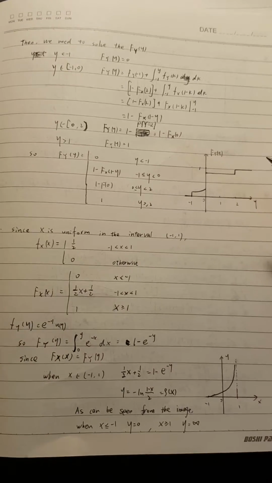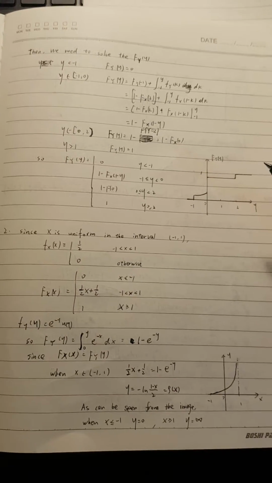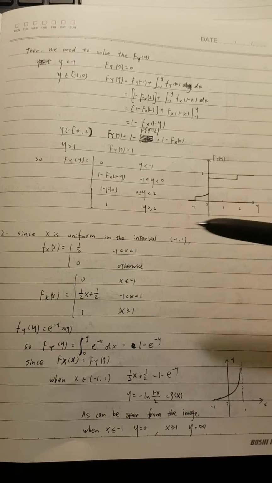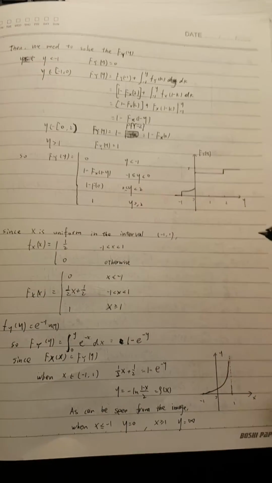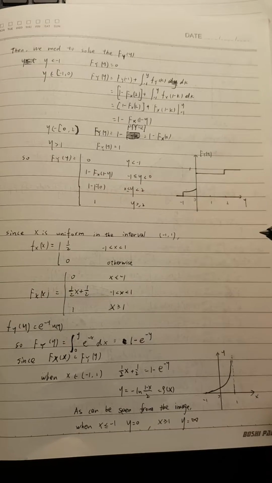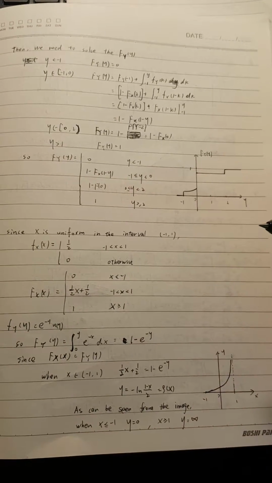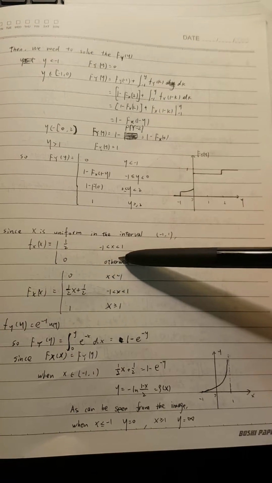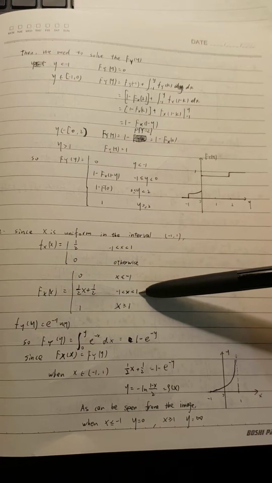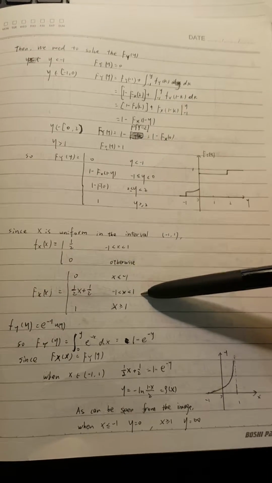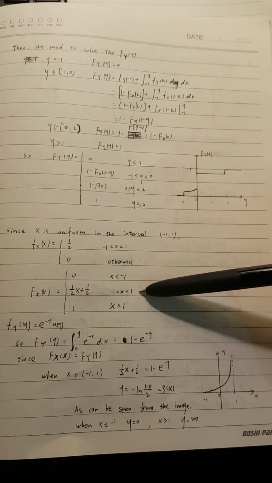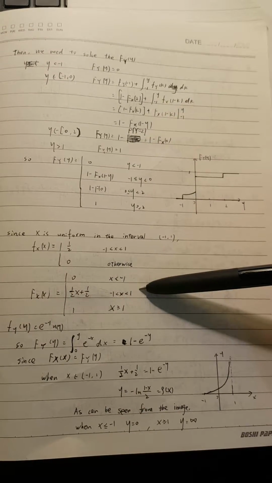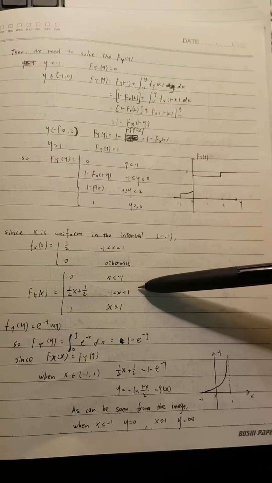Here is the second question of homework 4. You see, since x is uniform in the interval -1 to 1, the probability density function is this. And we could also get the probability distribution function by integrating the probability density function of x.